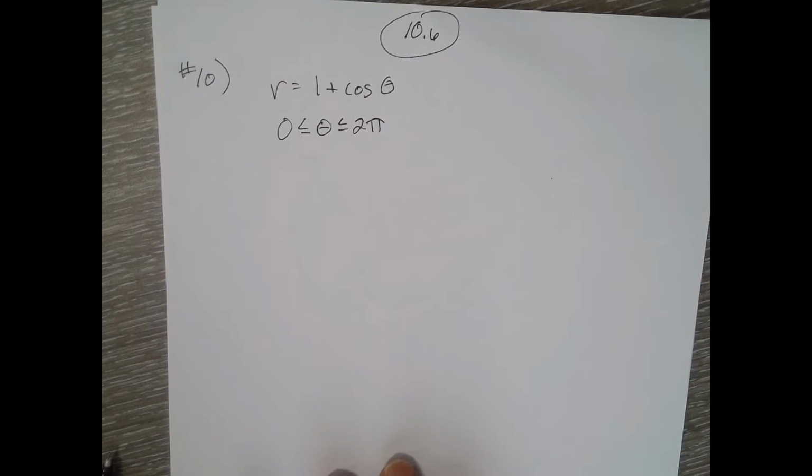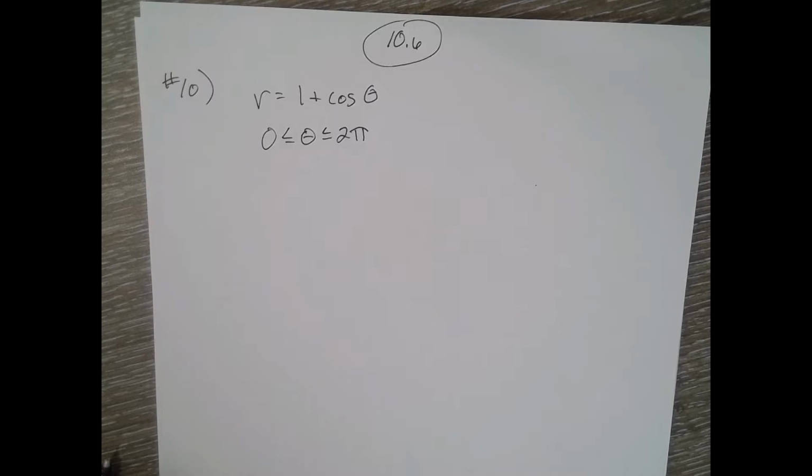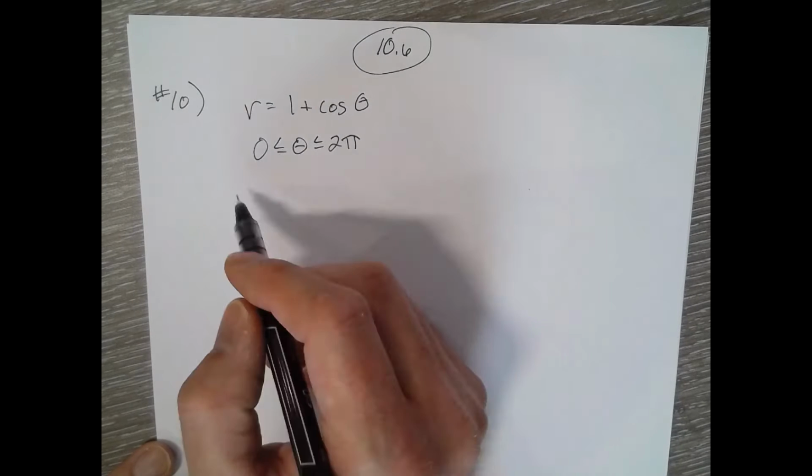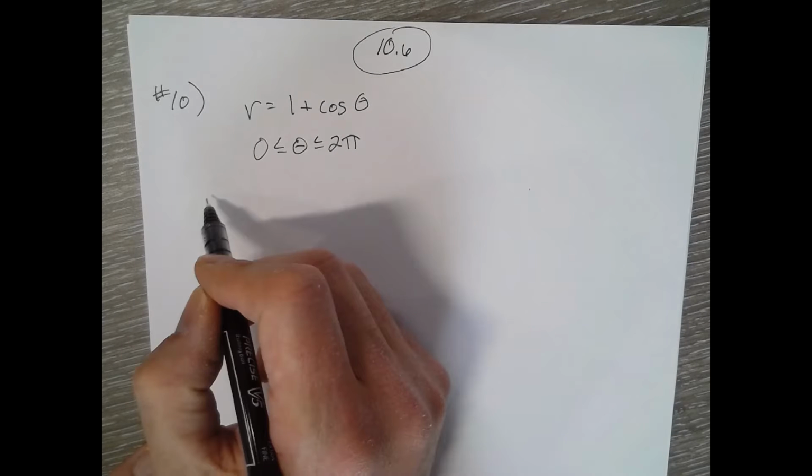Alright, 10.6, number 10. Find equations for the horizontal and vertical tangent lines to the curve. This is going to be a big old problem. So, first thing you want to do is find out what x is.